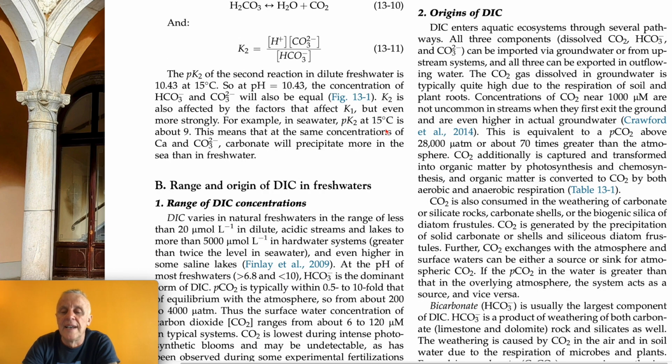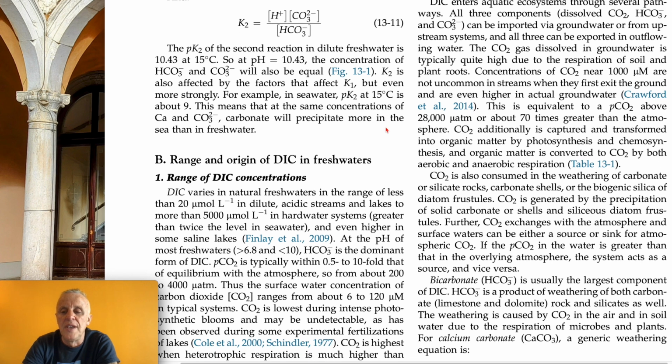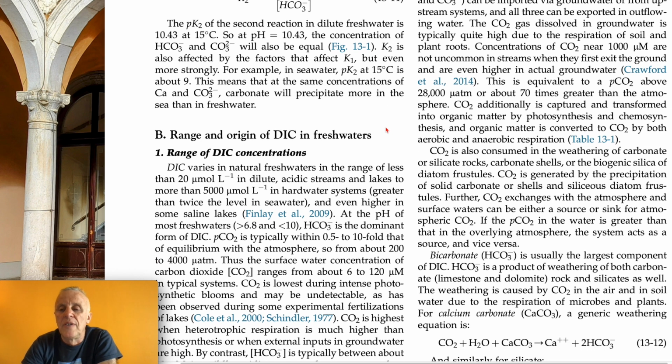Origins of DIC. DIC enters aquatic ecosystems through several pathways. All three components, dissolved carbon dioxide, bicarbonate, and carbonate, can be imported via groundwater or from upstream systems, and all three can be exported in outflowing water. The carbon dioxide gas dissolved in groundwater is typically quite high due to the respiration of soil and plant roots. Concentrations of CO2 near 1,000 micromoles are not uncommon in streams when they first exit the ground, and are even higher in natural groundwater. This is equivalent to a PCO2 above 28,000 microatmospheres, or about 70 times greater than the atmosphere.